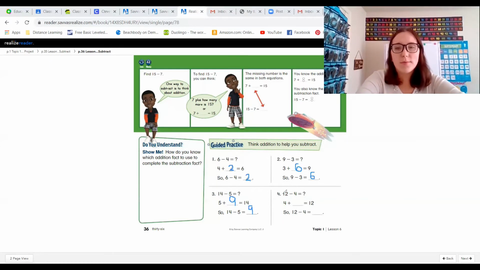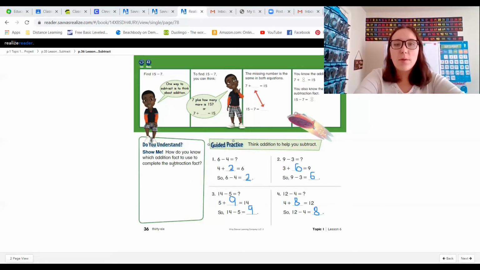Let's look at number 4. 12 minus 4 equals what? Well, our related addition fact is 4 plus something equals 12. What plus 4 equals 12? 8. Good. So 12 minus 4 equals 8. See how we can use those related addition facts to help us solve our subtraction problems? It's really helpful.